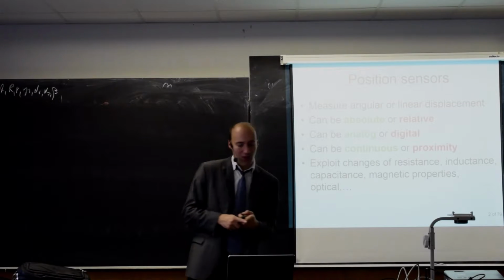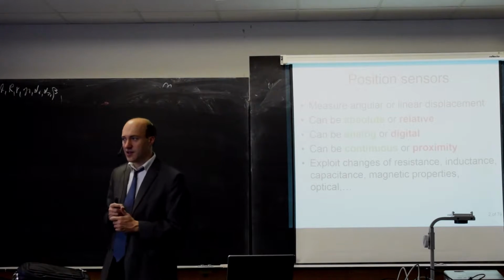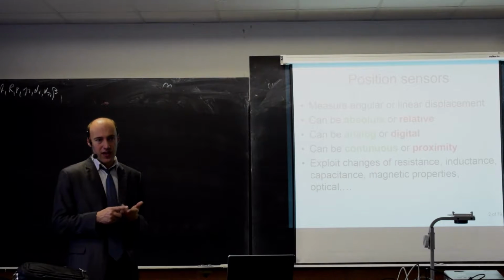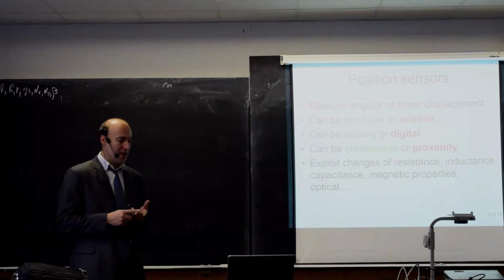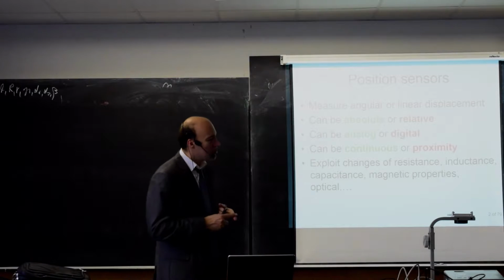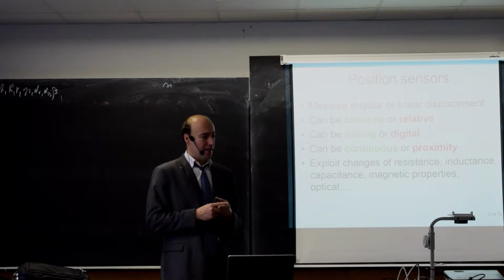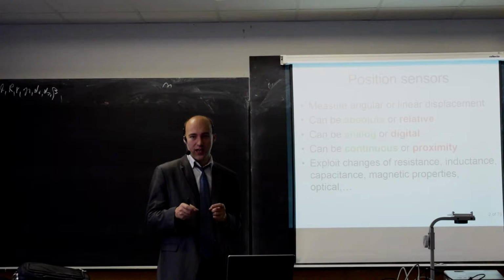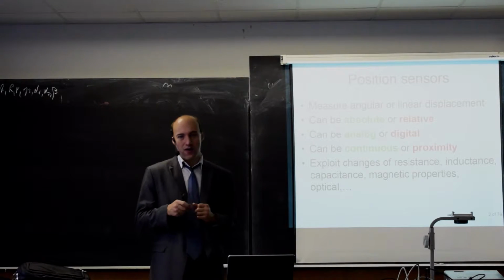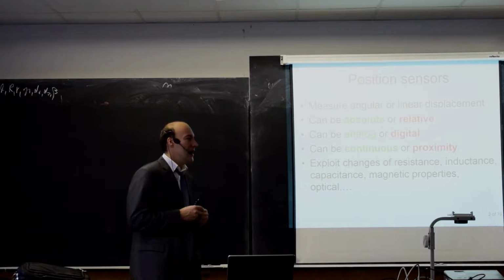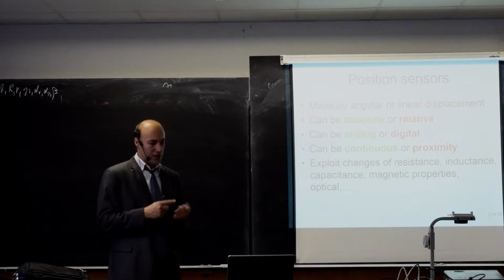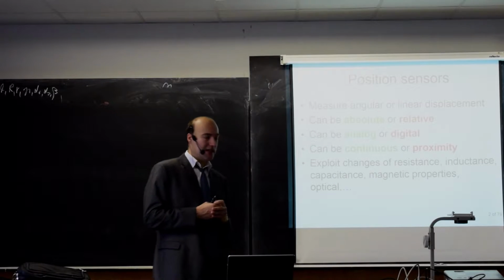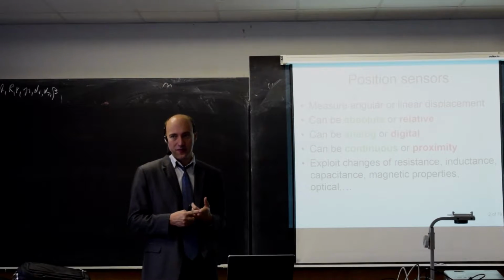Then we will have two different categories. We'll have continuous sensors and proximity sensors. Continuous sensors are good if you want to measure, for example, a distance between the sensor and the object, and you want to know how far the object is.